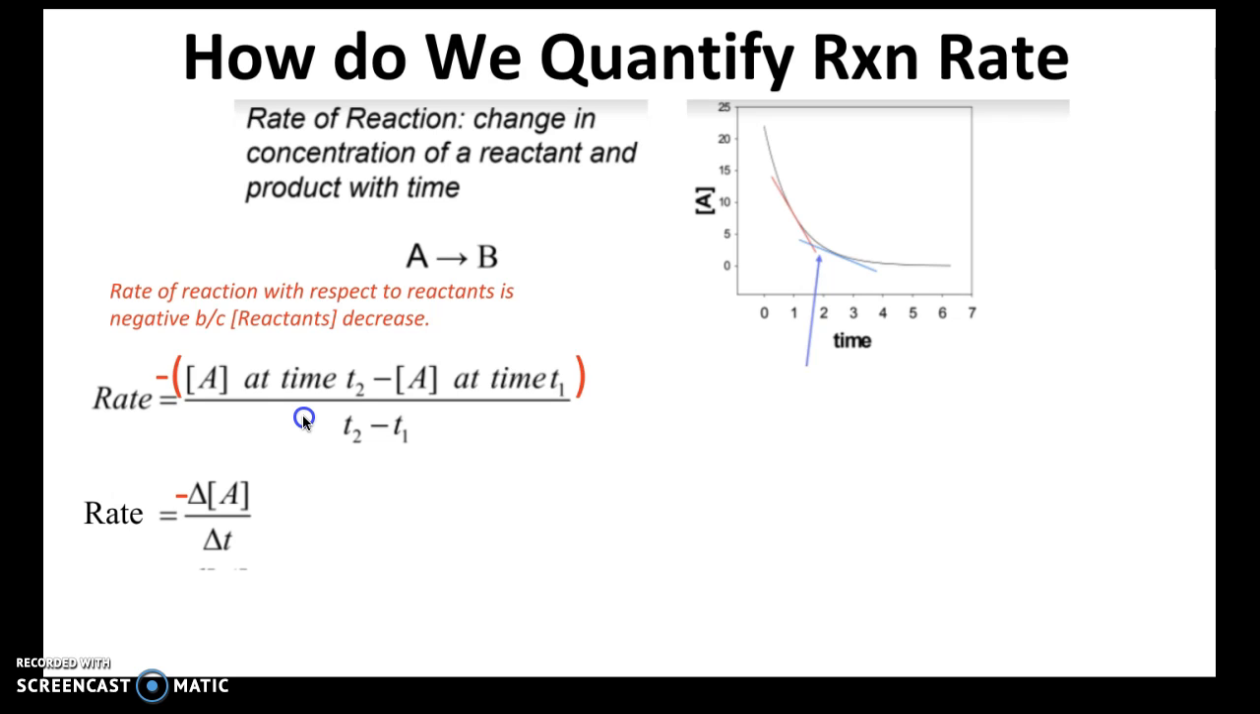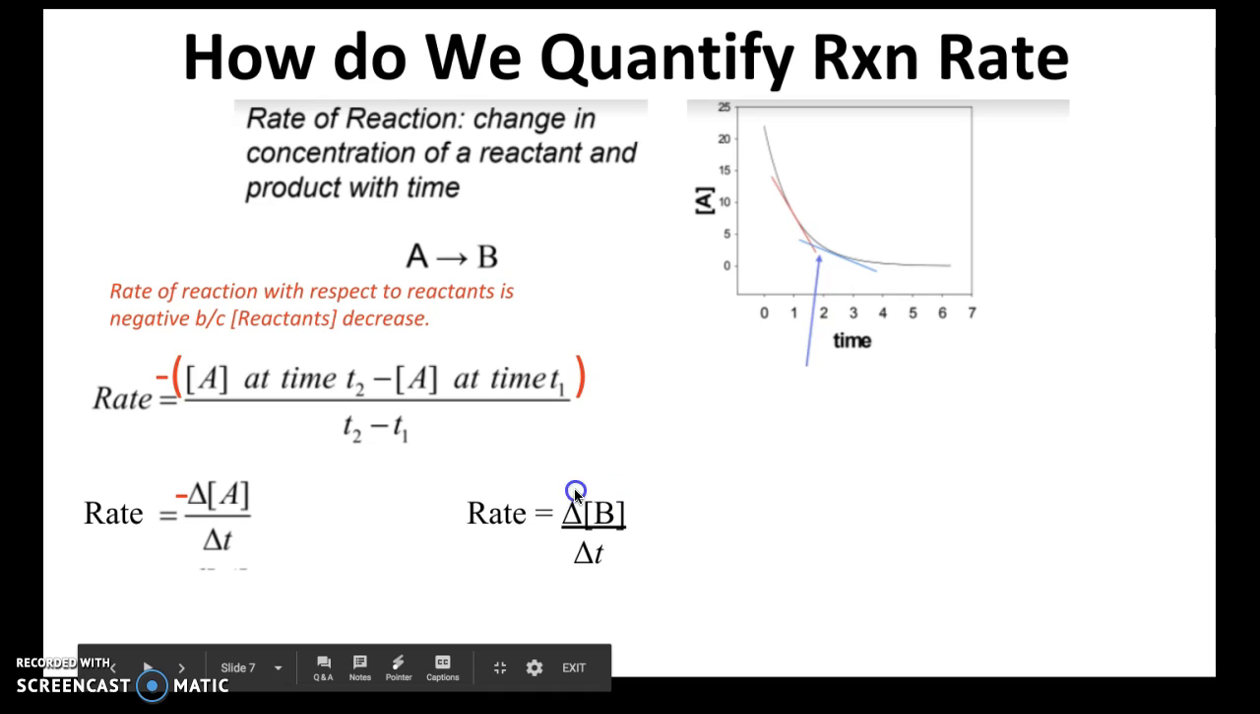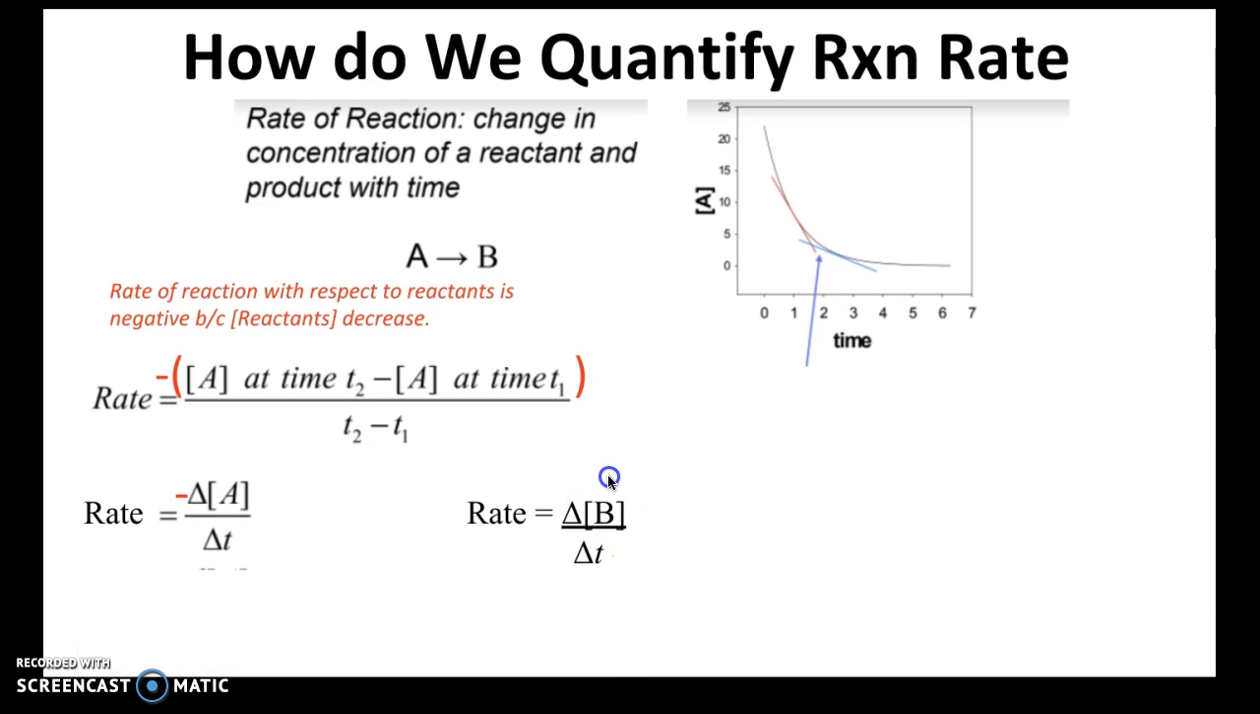Now, as I said, we can do this with respect to the reactant or the product. So if you were doing it with respect to the product, the rate will be equal to delta concentration B over delta T. No need for a negative here because the products are going to increase over time. So their rates should be positive already.